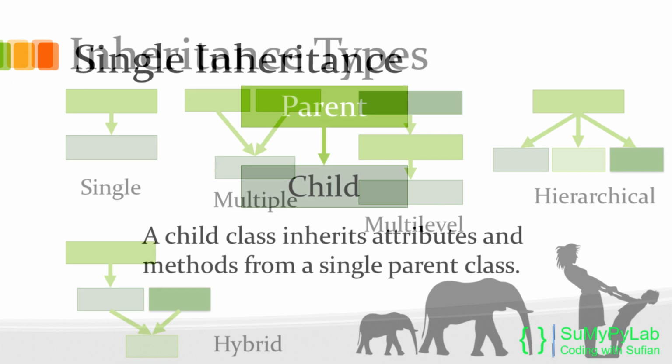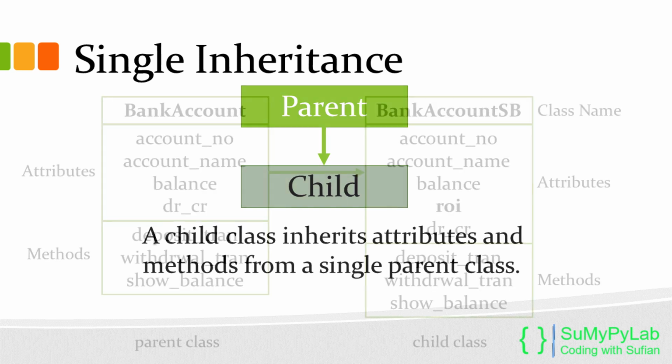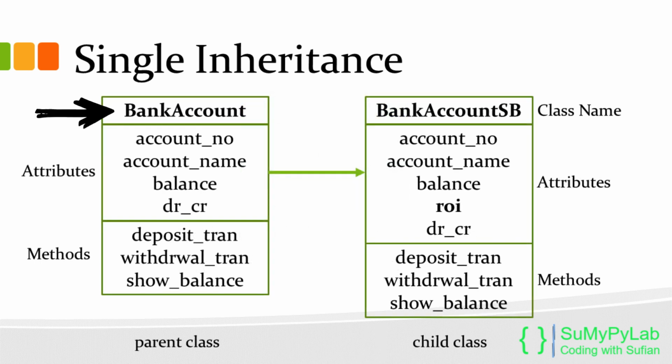So, let's begin with single inheritance. In single inheritance, a child class inherits attributes and methods from a single parent class. For example, consider the BankAccount class as shown on the screen. BankAccount class is generic in nature. We can create a special class, BankAccountSB. BankAccountSB class handles only savings bank accounts where interest is also given for the balance amounts. So, BankAccountSB class has an additional attribute, ROI, or rate of interest. Also, the withdrawal_tran method is slightly different.